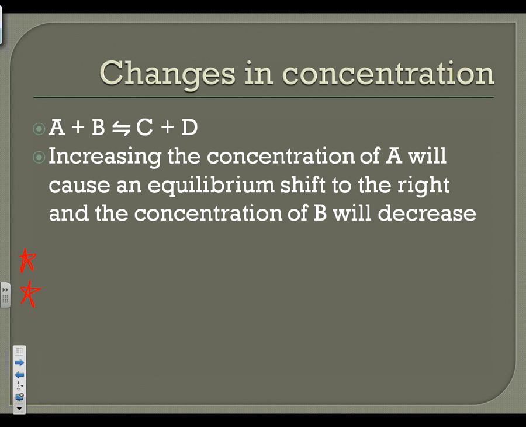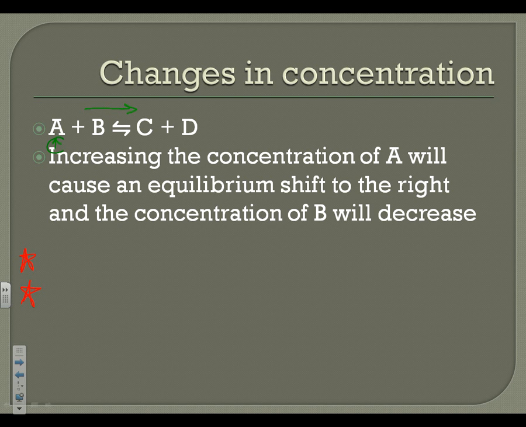Changes in concentration. If we have an equation, A plus B are reactants going to C plus D, and this is in equilibrium, so it is shifting back and forth. Increasing the concentration of A will cause an equilibrium shift to the right, and the concentration of B will decrease. As we increase or add more of a reactant, we have more that is available to make products. So the forward reaction will be favored, which means the reaction will be shifted to the right.